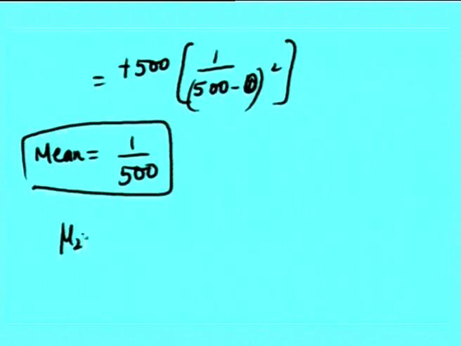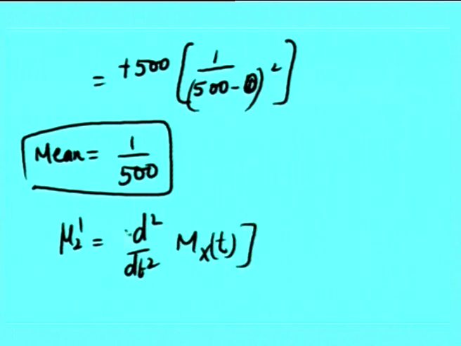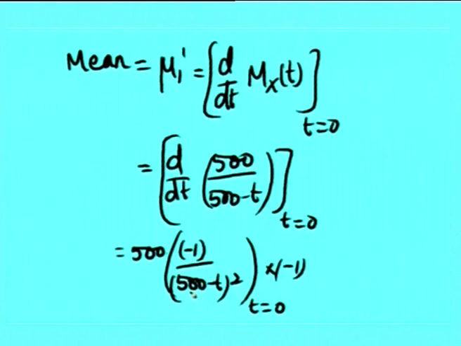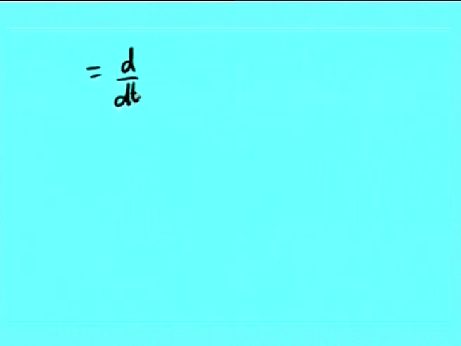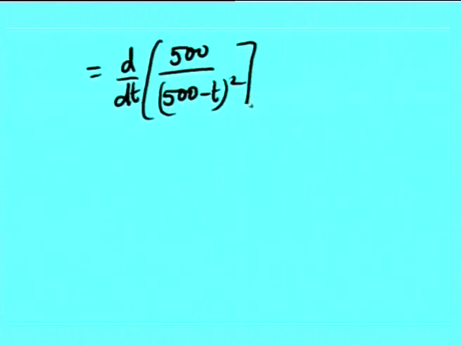Then we have to find out mu 2 dash. Mu 2 dash is d square by dt square of mx of t at t is equal to 0. What is your one time differentiation? One time differentiation is 500 divided by 500 minus t whole square. This again we have to differentiate. So, one time differentiation we are having 500 by 500 minus t whole square. You have to put t is equal to 0 after one more time differentiation.